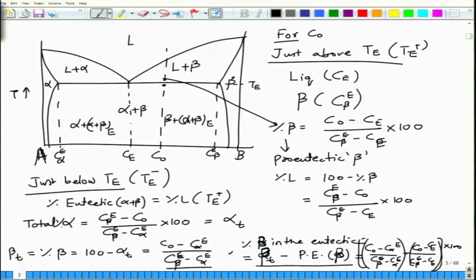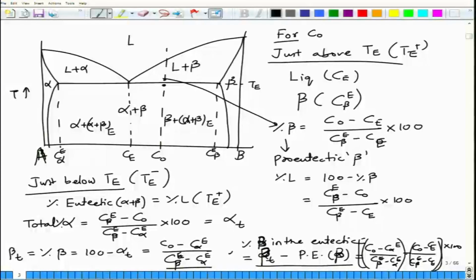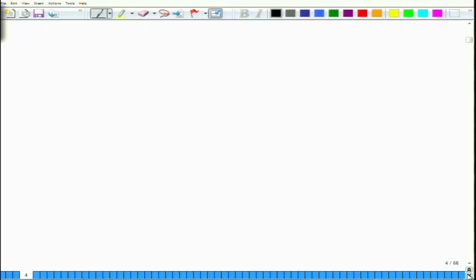So total beta is the beta in the eutectic plus pro-eutectic beta, whereas alpha is present for this composition only in the eutectic phase, and conversely you can do the same for the hypo-eutectic alloy. So this is how you do the calculation of phase fractions in a eutectic phase diagram. Now what we will do is look at some of the common phase diagrams and microstructures that we get in reality.